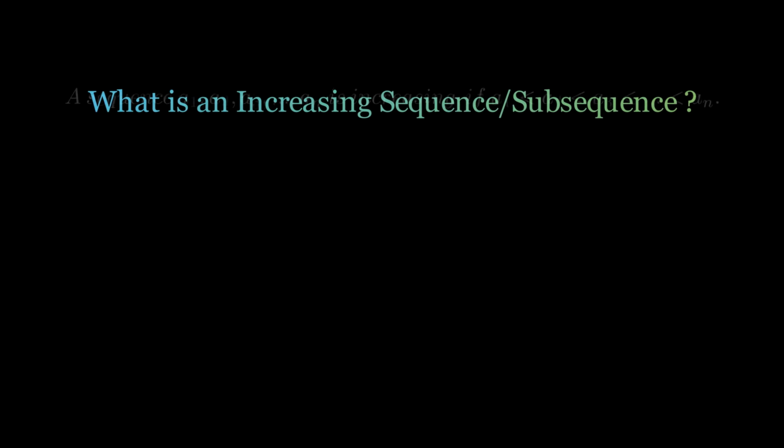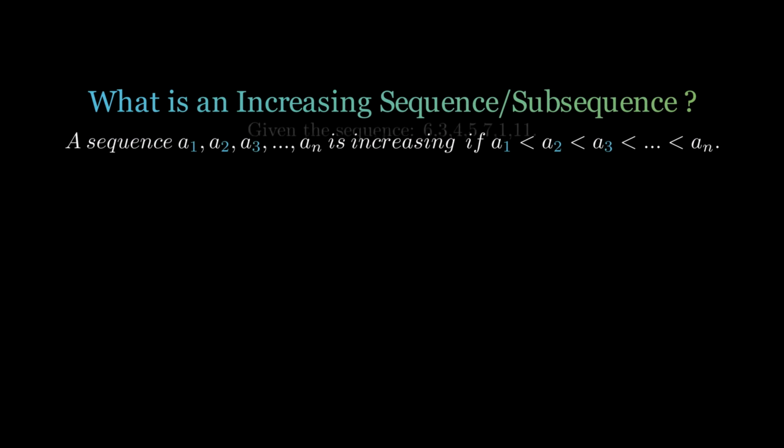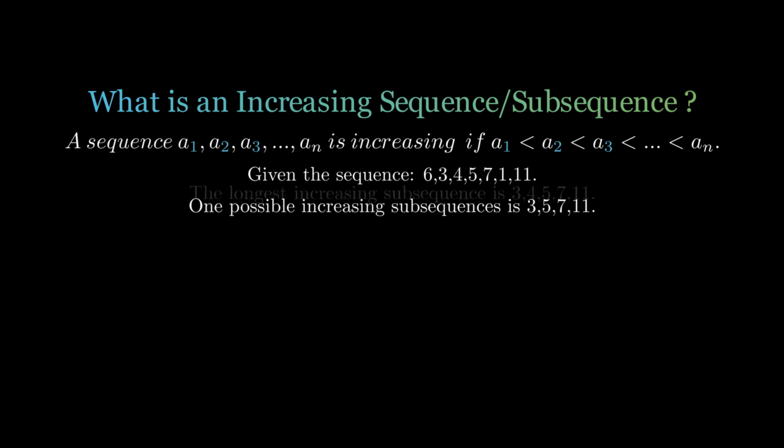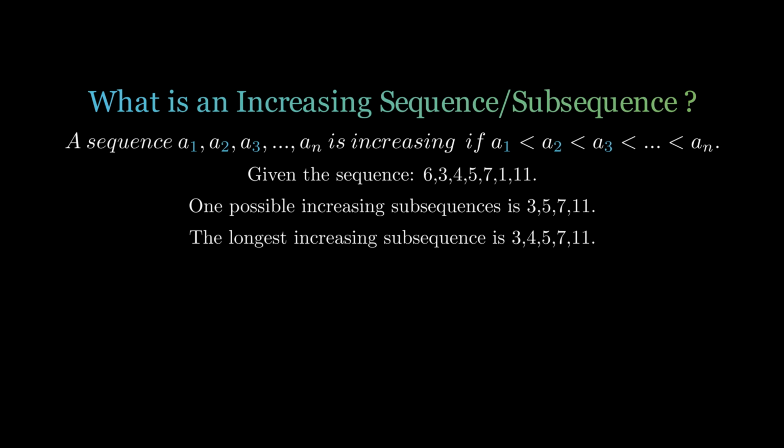Now, what is an increasing subsequence? A sequence A1, A2, A3 to AN is increasing if A1 is less than A2 and A2 is less than A3 and so on. For example, one possible increasing subsequence of the sequence given above is 3, 5, 7, 11, and the longest increasing subsequence is 3, 4, 5, 7, and 11.